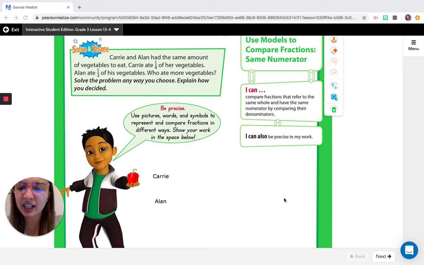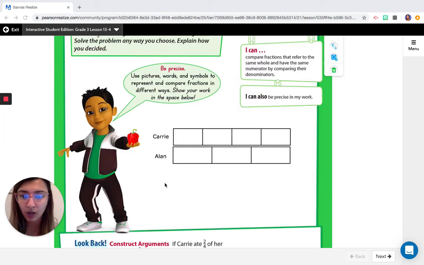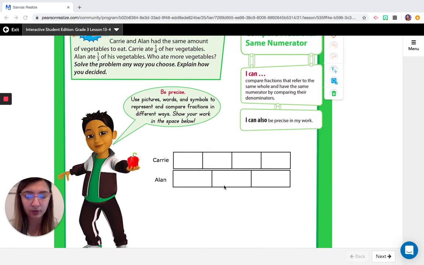Carrie and Alan had the same amount of vegetables to eat. Carrie ate 1/4 of her vegetables, and Alan ate 1/3 of his vegetables. Who ate more vegetables? The first thing I'm going to do is put up a model of fourths and thirds. Carrie had fourths, so I have 1, 2, 3, 4 equal parts. And Alan had thirds, so I have 3 equal parts, 1, 2, 3.